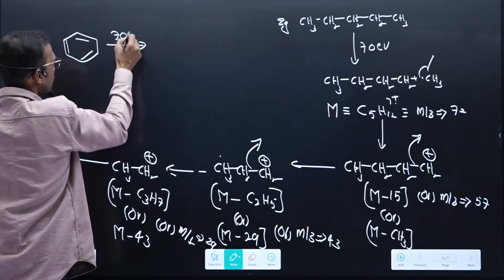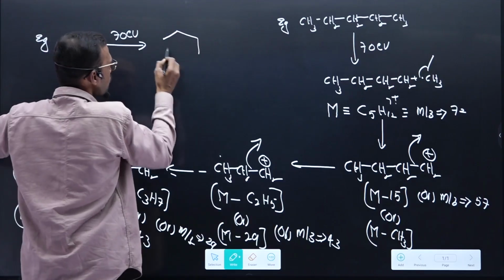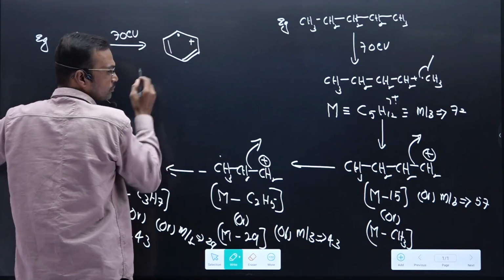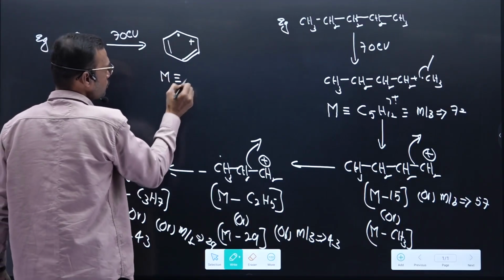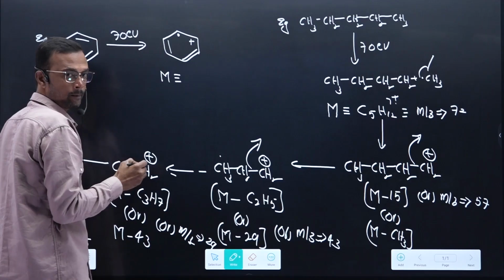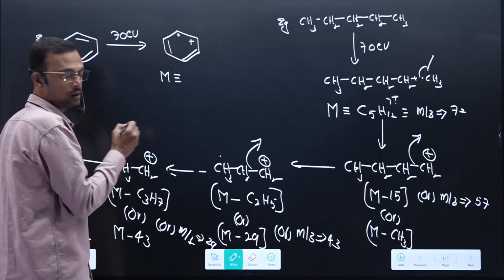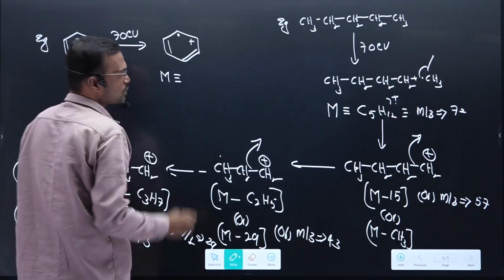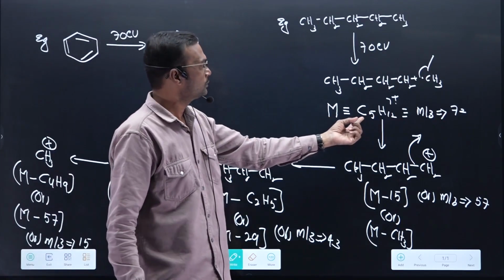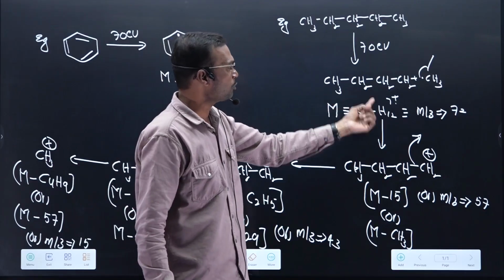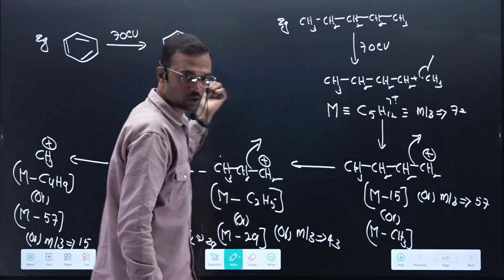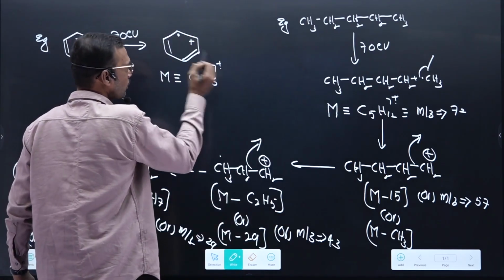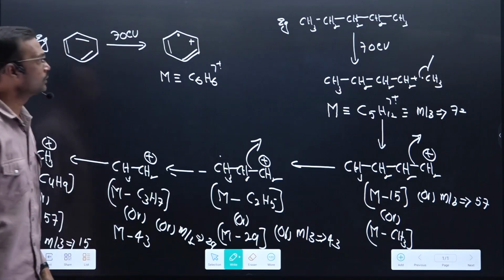When benzene undergoes electron impact, there is formation of the molecular ion. This is a radical cation like this. So this is M or not? Then what is the molecular formula? How many carbons and how many hydrogens? C6H6. This is the molecular ion. Clear?